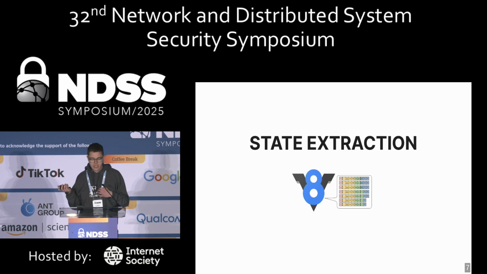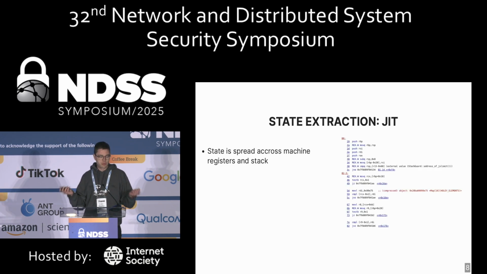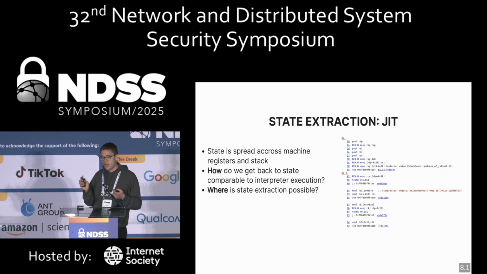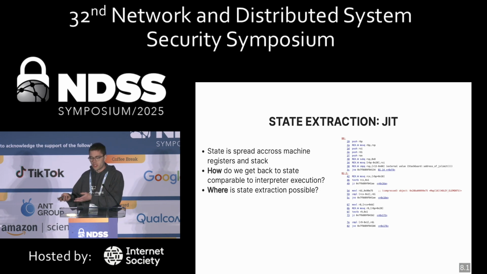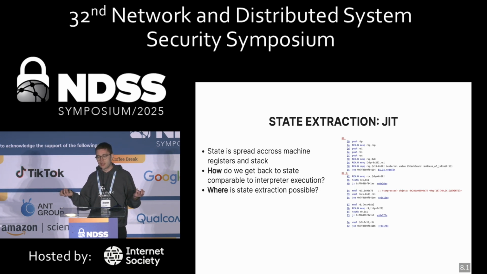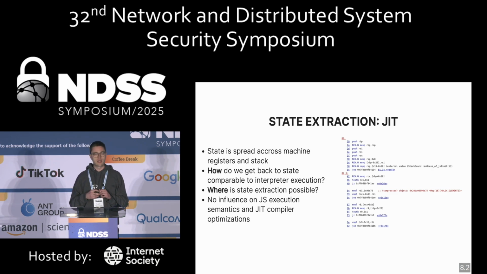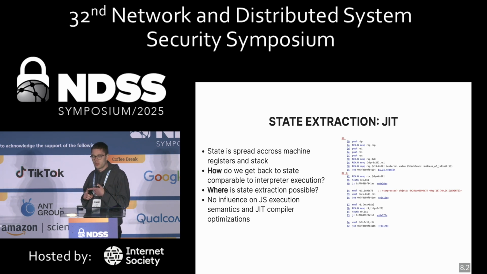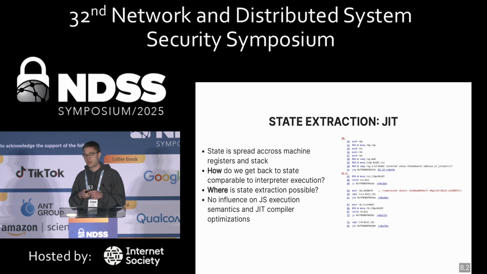Let's talk about how we do the state extraction, especially from JIT, where the state is spread across registers and the stack. So there are two obvious questions. How do we get back the state from machine code? And where is the state extraction even possible? Also, we set ourselves the constraint that we don't want to influence JavaScript execution semantics in any way. Especially, we do not want to change the input program and instrument the program in input space. We also don't want to change any JIT compiler optimization, as we want to find bugs in them.